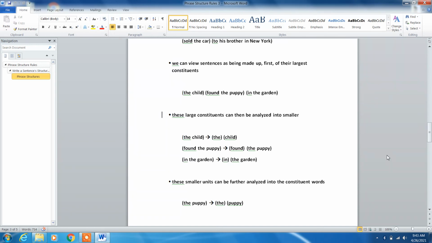And when we do the structure of a sentence like this, in bracket form and tree diagram, that is known as phrase structure rule.